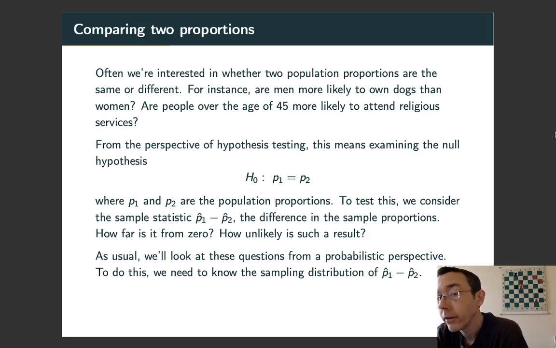So to answer this, we have to think in terms of the entire distribution of P1 hat minus P2 hat. So you imagine going out and getting a sample from each of these two populations and getting the P1 hat minus P2 hat, getting some number for that, then doing it again and again, doing all the possible samples from these two populations. What kind of distribution does P1 hat minus P2 hat have? And, in particular, where does our P1 hat minus P2 hat fall in that distribution? Is it a very unlikely result, or is it pretty mundane?